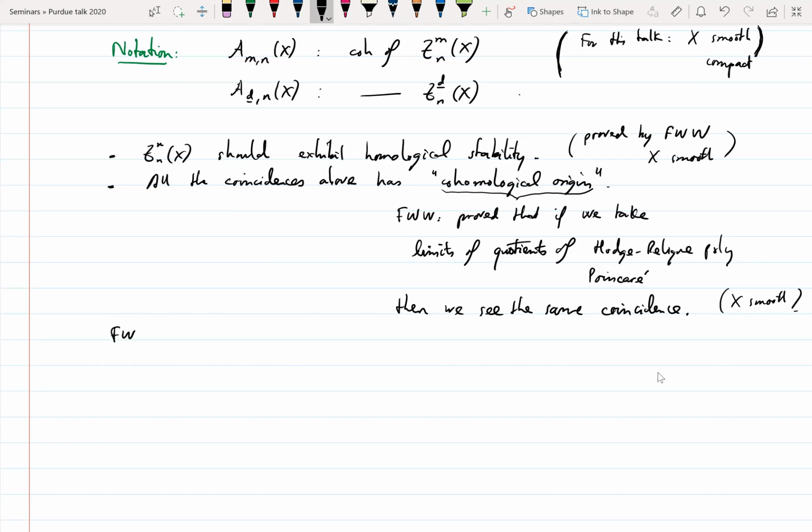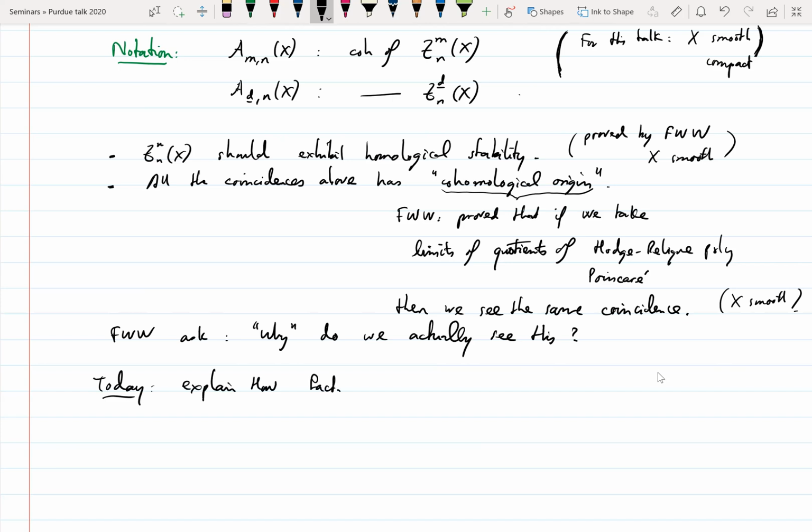So they pose the following question: essentially, why do we actually see this? Not just a calculational coincidence, but is there a simple explanation for why there is such a thing? One of the goals of today's talk is to explain how factorization homology answers this question.